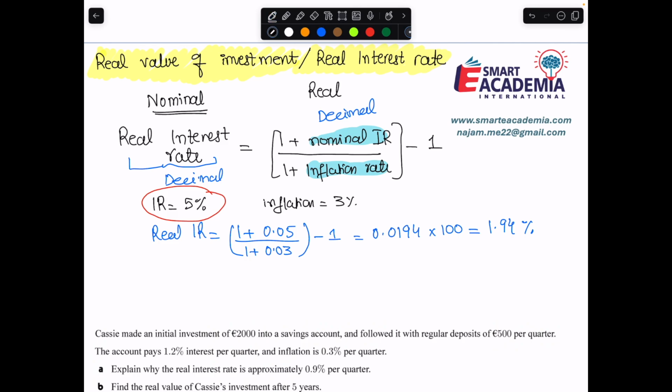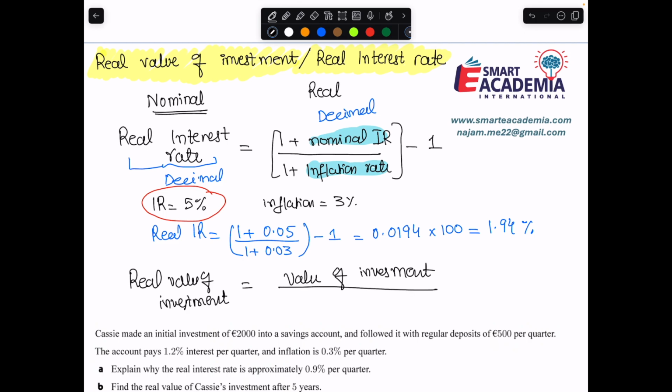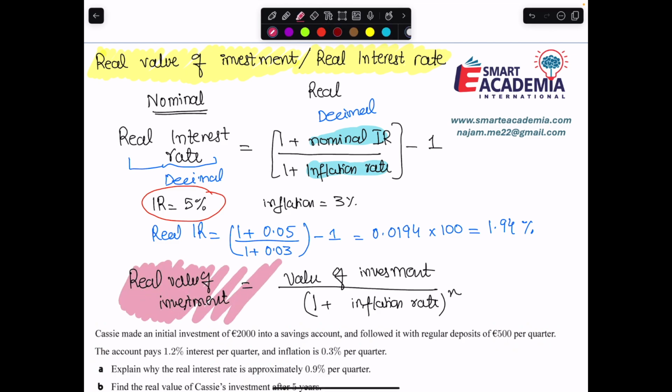Similarly, once you have found the real interest rate by accounting the inflation rate, you can find the real value of investment as the value of investment that we have found without the inflation rate, over (1 plus inflation rate) to the power n. Remember, n is the same number of periods that we have been calculating for our previous questions. So these two formulas are really, really important in order to understand accounting for the inflation rate. This particular formula gives us the real value of investment, and this particular formula gives us the real interest rate.